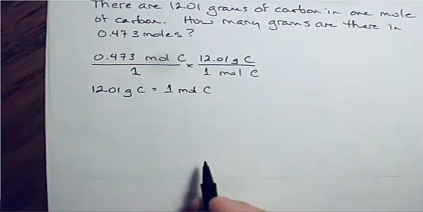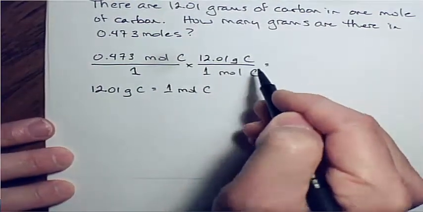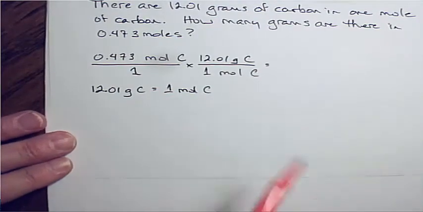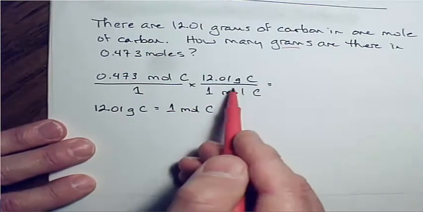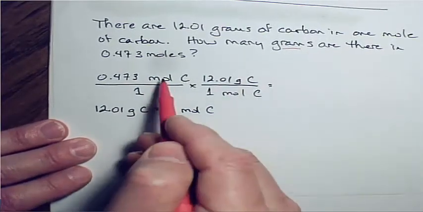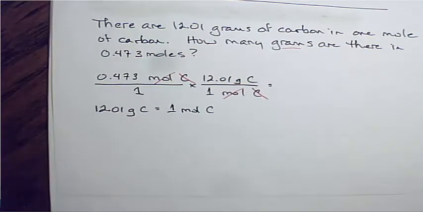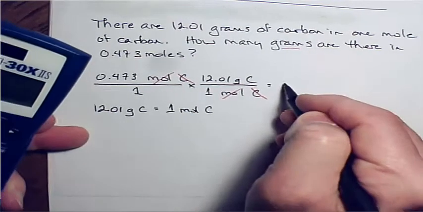And if I've set it up correctly, everything should cancel but the units that I'm looking for, whatever measurement unit I'm looking for in the final answer. And I'm looking for grams, and so I've got grams on the top. That should work out. And so moles are going to cancel, and carbon's going to cancel. And I do the math, 5.68073.